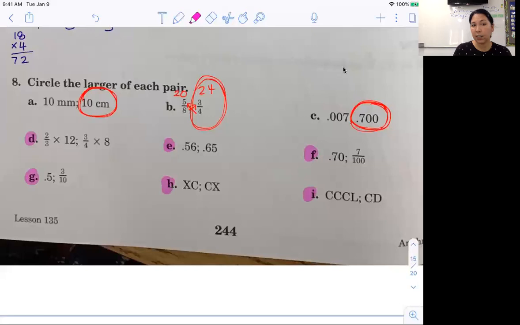On letter D, it looks like you're going to have to do some multiplying on scratch paper to find out what's bigger, okay? So D would probably be the hardest one there. Okay, pause the video and circle which one is bigger of those two for all of those ones I highlighted in pink.